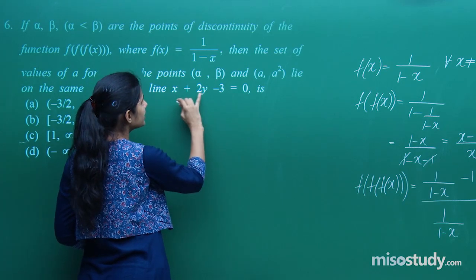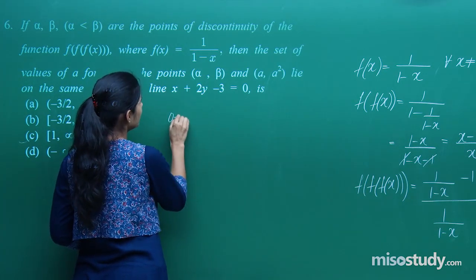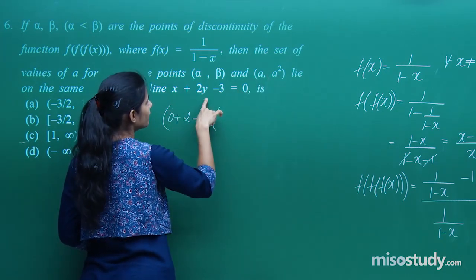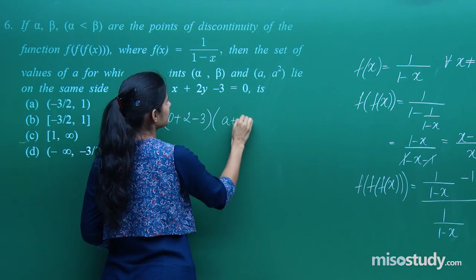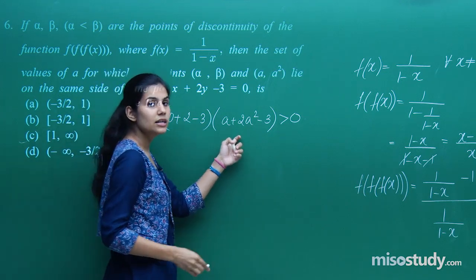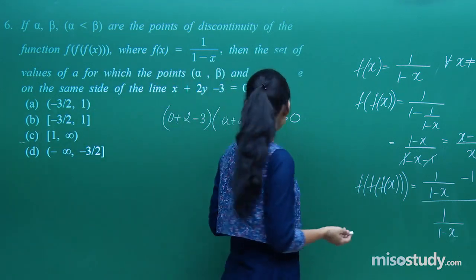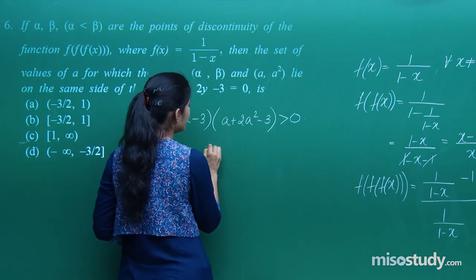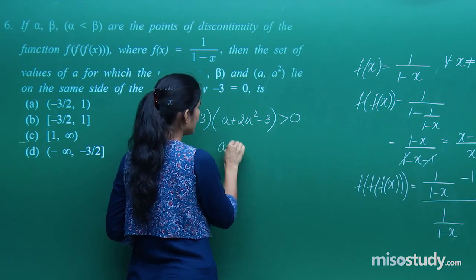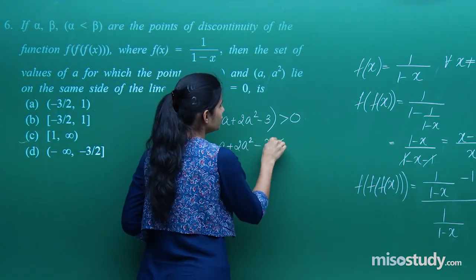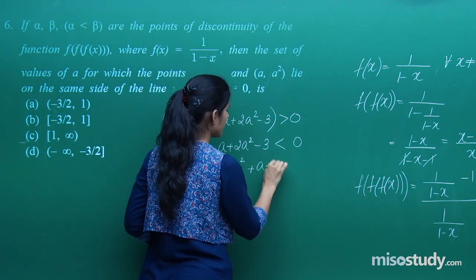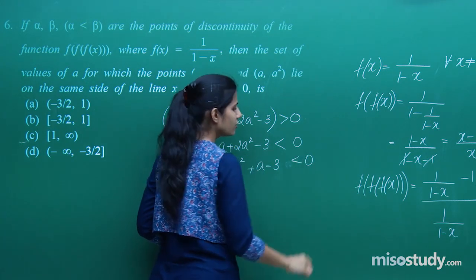So in place of x you put 0, in place of y you put 1. So you get 0 plus 2 minus 3, multiplied by, in place of x you put a, in place of y you put a square. What you get? a plus 2a square minus 3. This will be positive because both these are lying on the same side of the line. Now when you have these two things with you, you basically get negative of a plus 2a square minus 3 is greater than 0. That means a plus 2a square minus 3 is less than 0. I can say 2a square plus a minus 3 is less than 0, right?